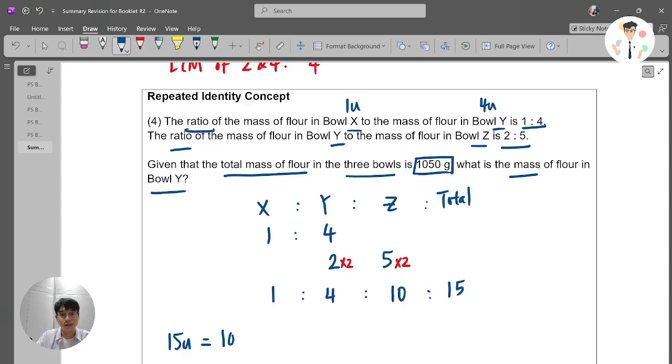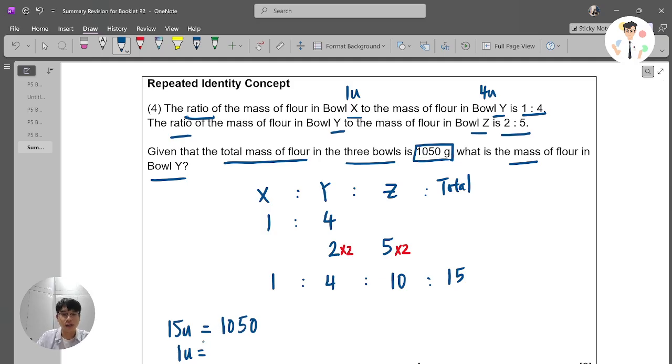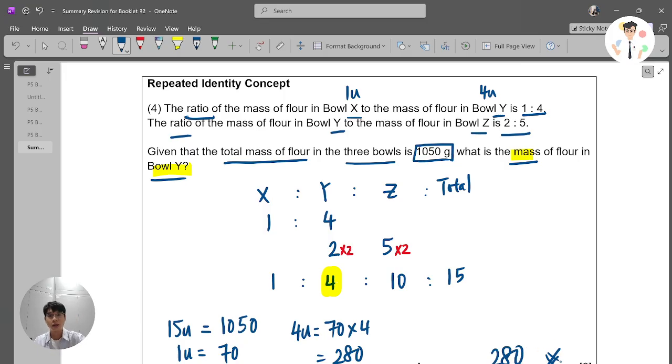And that 15 unit is 1050 gram. If 15 unit is 1050 gram, then how about 1 unit? Just get your calculator if it's a paper 2 question, to divide. If not, you divide on your own, and you should get 70. The question now is asking the mass of flour in bowl Y. Y is how many unit? 4. If 1 unit is 70, then how about 4 unit? 70 times 4 is 280. And that's it, we are done. Good. I think it's kind of simple, and let's move on to our next question.